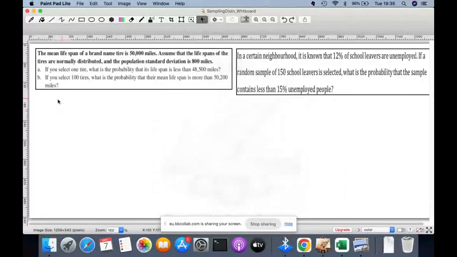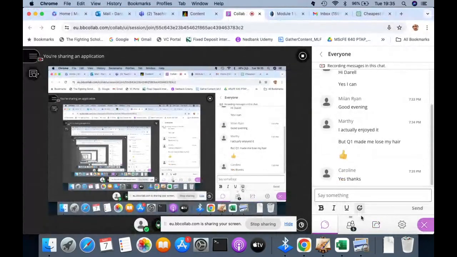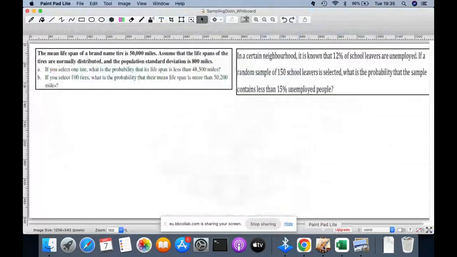Let me start sharing my screen. Let me know if you can see this whiteboard. Just give me a heads up. It basically says on the left, the mean lifespan of a brand name tire, etc. Fantastic. All right, so let's get back to it.